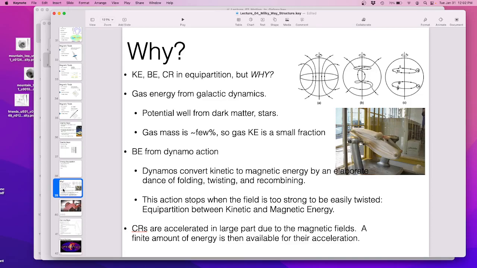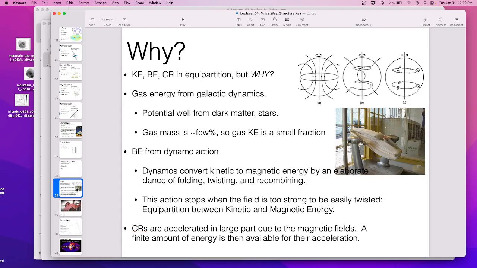So once the kinetic energy has amplified the magnetic field so that they're about the same energies, then it can't amplify it anymore. And the cosmic rays get accelerated by the magnetic fields for reasons that I'll show you later. So we have these three things that are all related to each other, and this is true probably for most galaxies. Okay. That's all the rest I'm going to say about measuring magnetic fields.